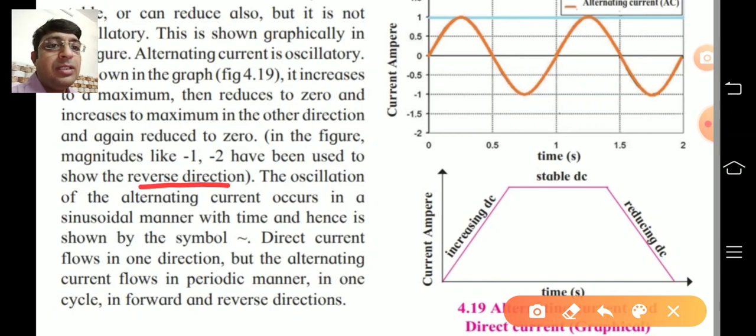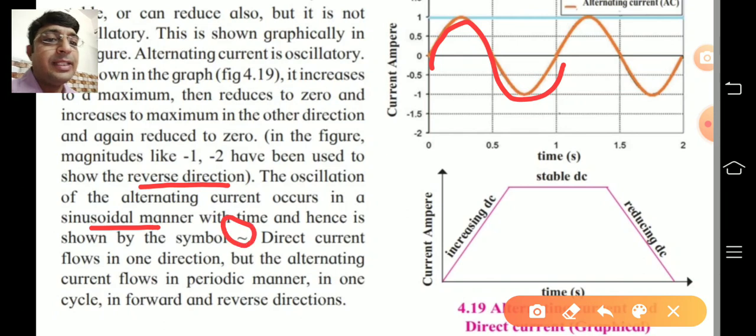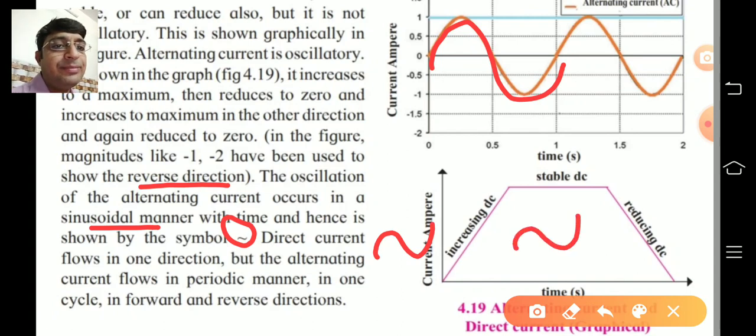Reverse direction. The oscillation of the alternating current occurs in a sinusoidal manner. It is called a sine wave. That's why we use the word sinusoidal manner with time, and hence it is shown by the symbol. What is the symbol? You write it separately. The symbol of alternating current is this. How to write the symbol? Like this. Clear? This is the symbol of AC current, that is alternating current.